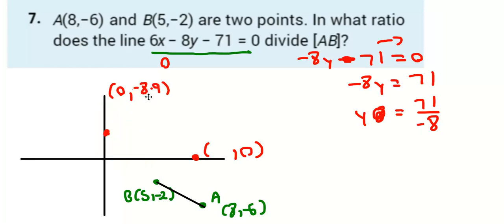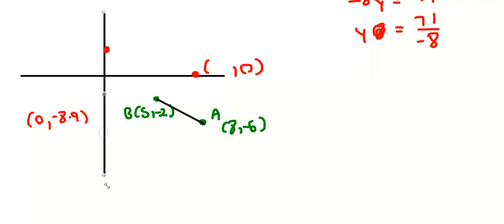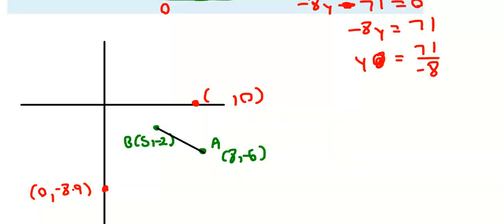This point here is all the way down here, and it's a good bit down as well, isn't it? It's a lot lower than minus 6, so it's going to be all the way down here somewhere. Agreed? Okay. Now, if we read the question again, in what ratio does this line divide AB? What are we expecting to happen? I think we're expecting this line to chop through AB in some sort of ratio. Does that make sense? It's going to chop through it in some type of ratio, and that's what we have to figure out.